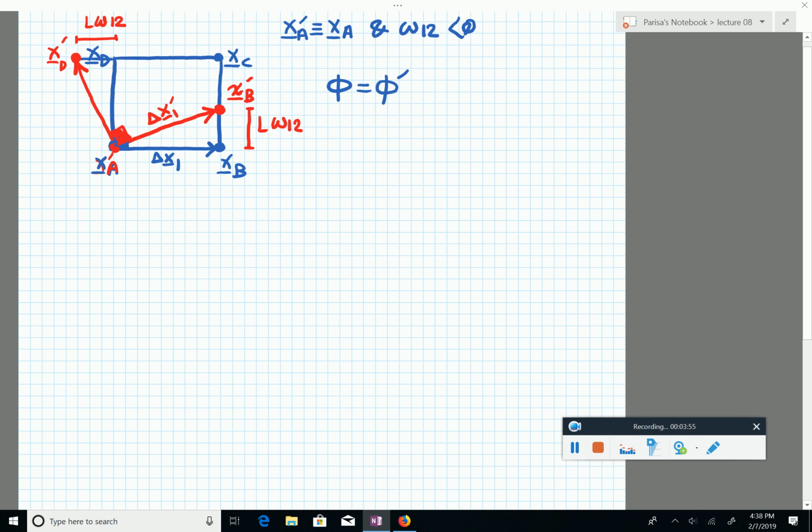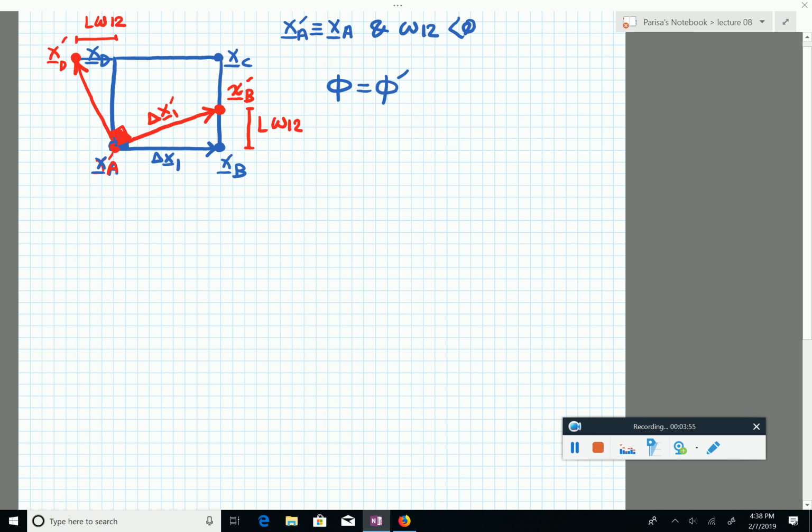And then when can we say that? We can say that when omega 1, 2 is pretty small, right? So let's formalize that. And omega 1, 2 is nothing else but a component of the gradient of displacement. That's what it is. So I just formalize everything and write it.